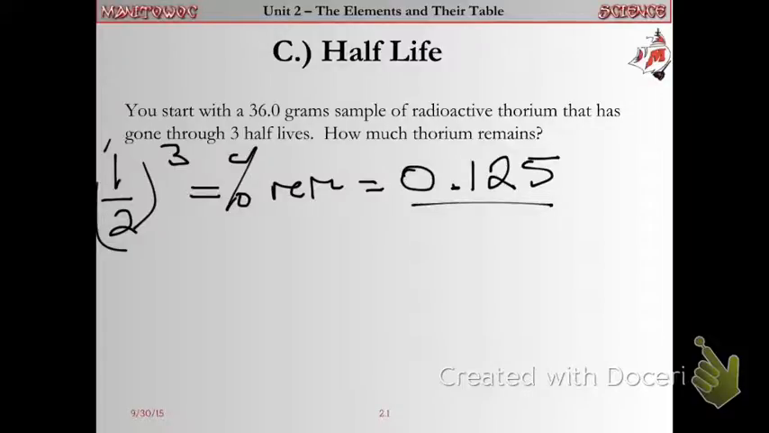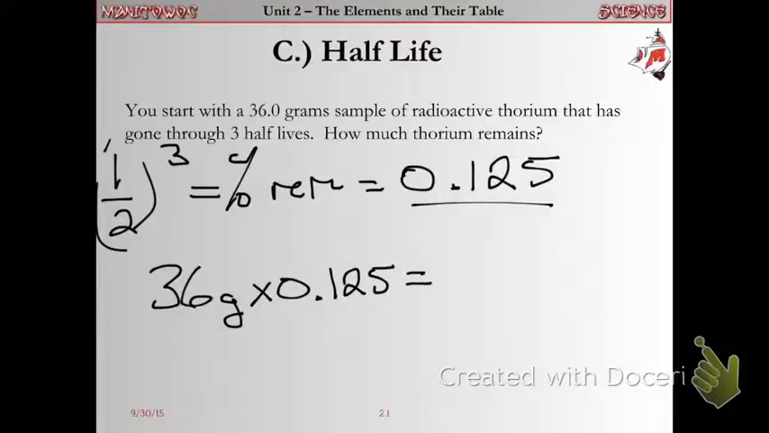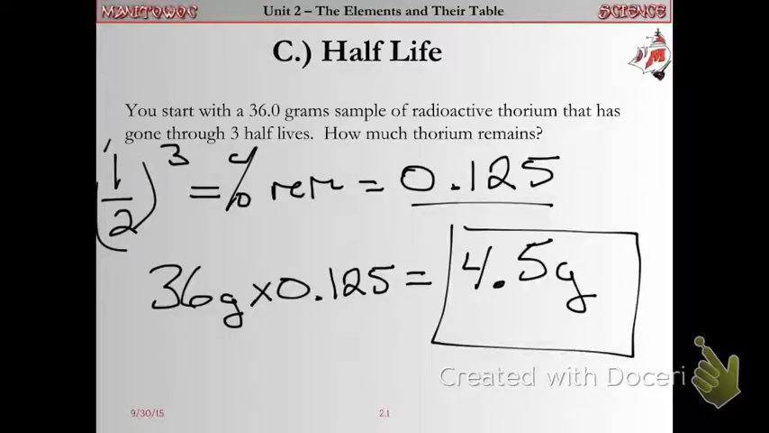So if we had a 36 gram original, we would just multiply that by 0.125. And that's going to give us a total new mass of 4.5 grams. So if thorium goes through 3 half-lives, we are only going to have 4.5 grams of thorium remaining. So that's one way of going about a problem like this.